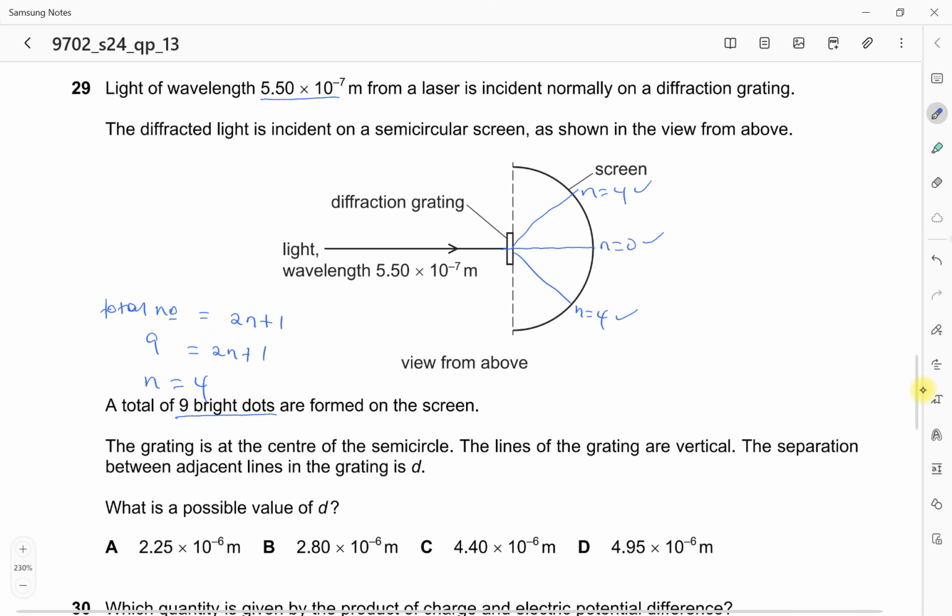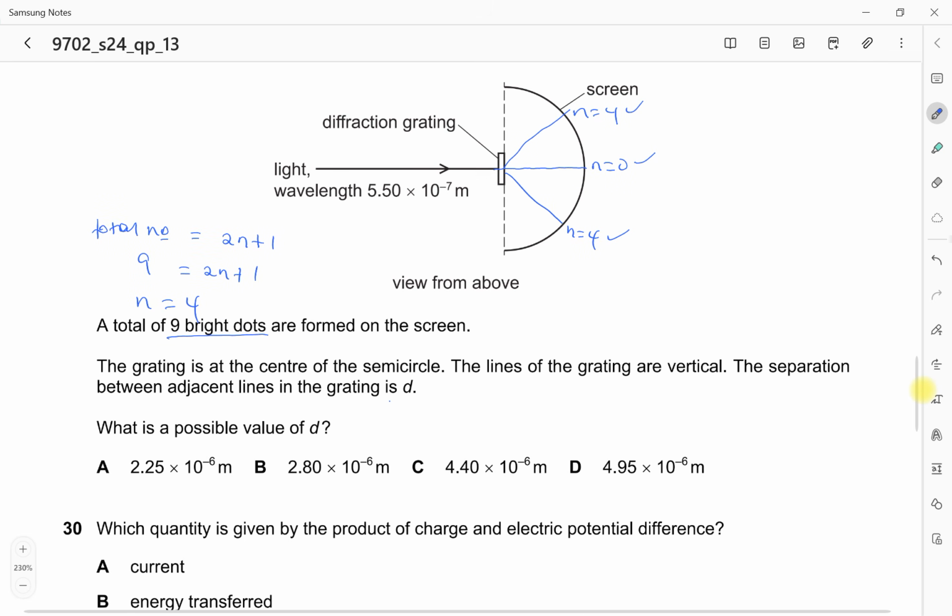The grating is at the center of the same circle. The lines of the grating are vertical. The separation between adjacent lines is d. What is a possible value for d?